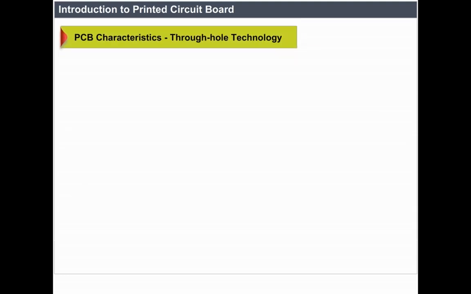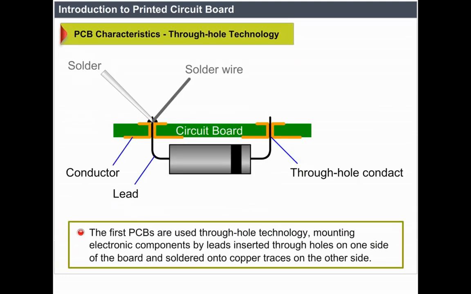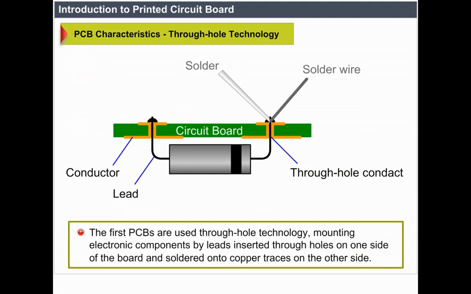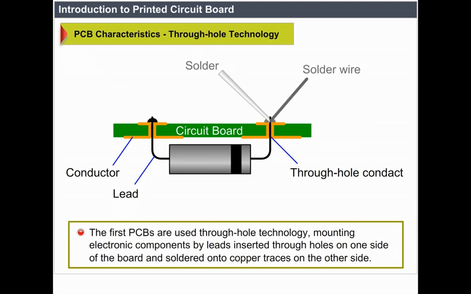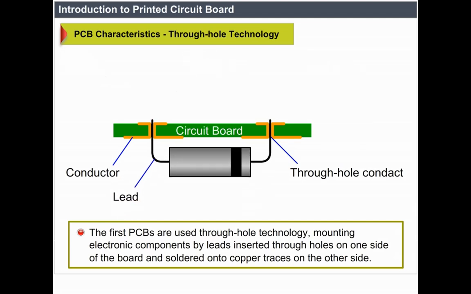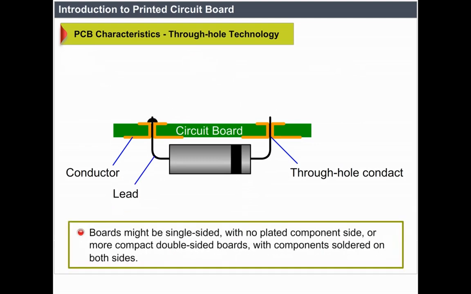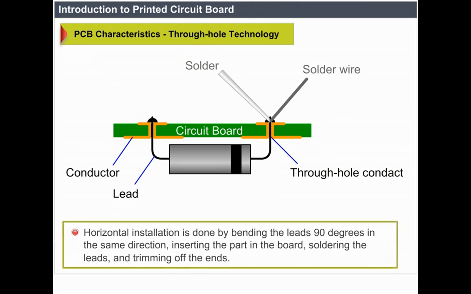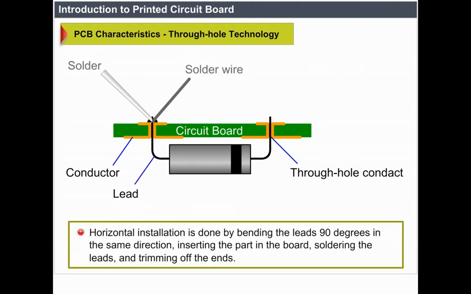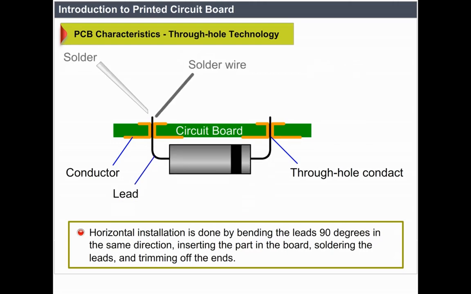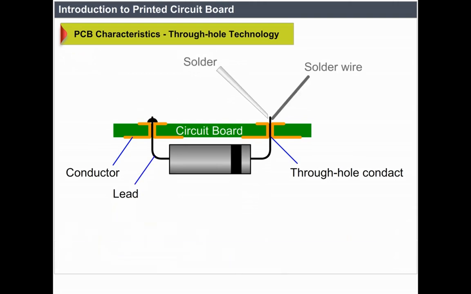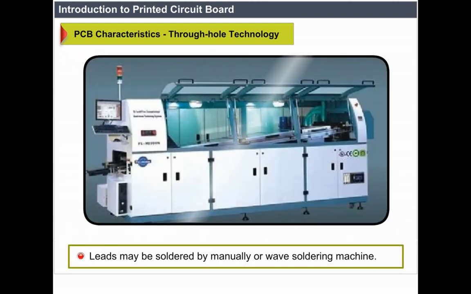PCB characteristics. Through-hole technology. The first PCBs used through-hole technology, mounting electronic components by leads inserted through holes on one side of the board and soldered onto copper traces on the other side. Boards might be single-sided with an unplated component side, or more compact double-sided boards with components soldered on both sides. Horizontal installation is done by bending the leads 90 degrees in the same direction, inserting the part in the board, soldering the leads and trimming off the ends. Leads may be soldered manually or by wave soldering machine.